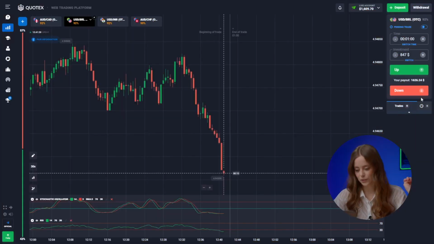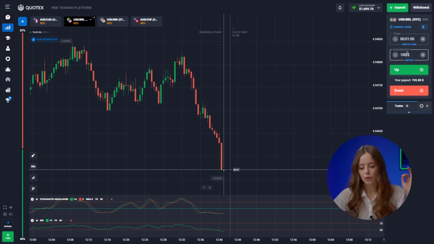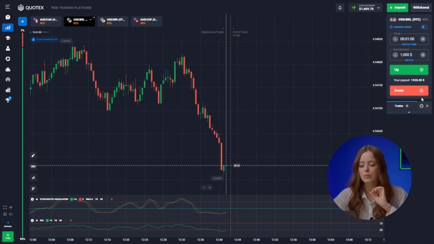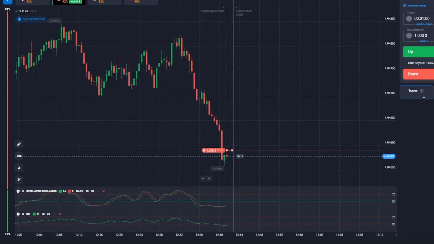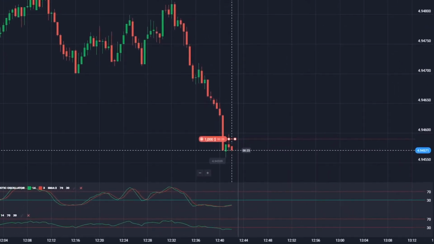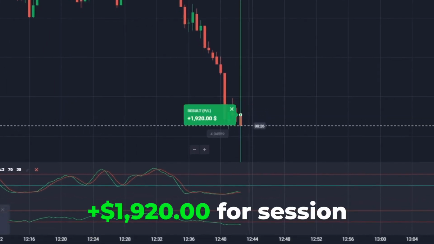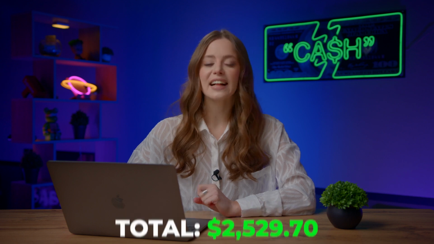Let's go into one more trade. We are seeing a very curious situation. A downward trend that updates its local minimums over and over again. Therefore, the correct choice would be to sell, clicking down. Great job! And that was the right decision. Profit again. Let's add another 1,920 bucks.